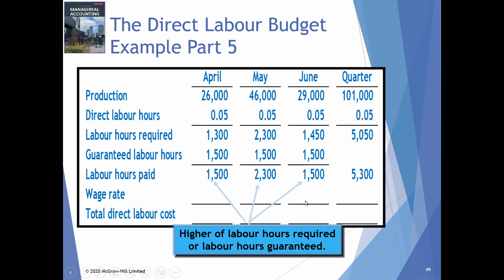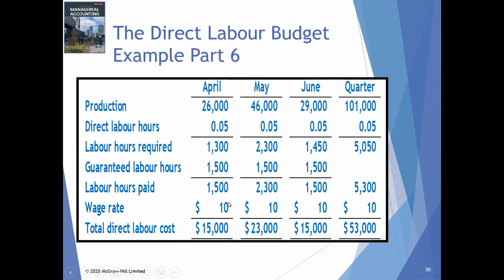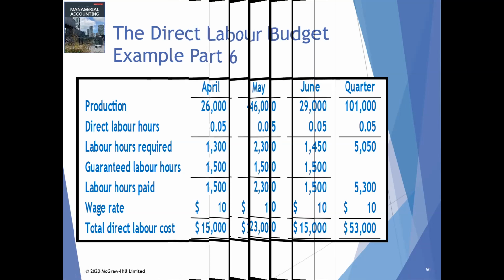Now the wage rate, which is already given to us, is $10. So if we multiply this wage rate with the labor hours paid, then we will come to know the direct labor cost. It means for the total workforce, we are expecting to pay $53,000 for this quarter as direct labor.